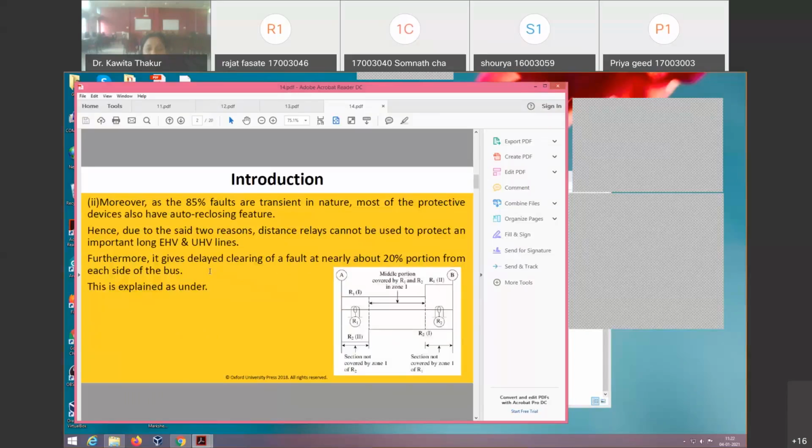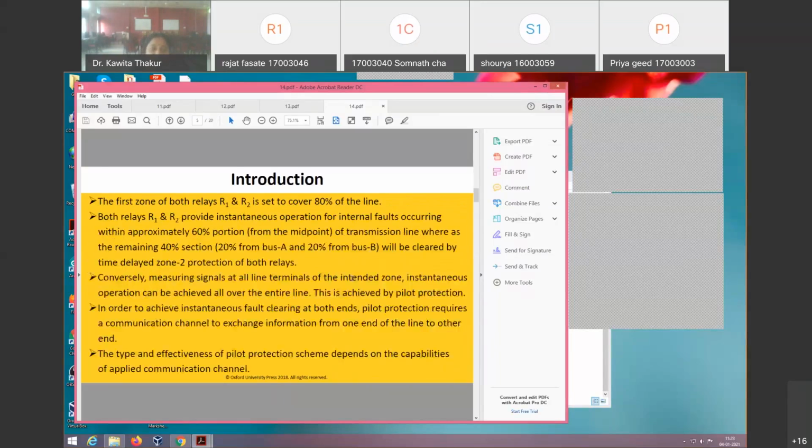Okay, as we have seen, we have three-step distance characteristics. First zone is 80%, second zone is 20 to 40%, and third zone is backup protection. That means it is protecting only 80% of the transmission line, while 20% remains unprotected. So for that we have carrier aided distance protection.